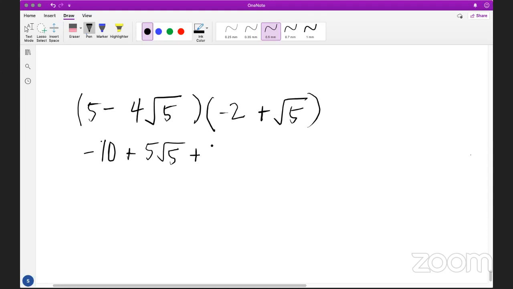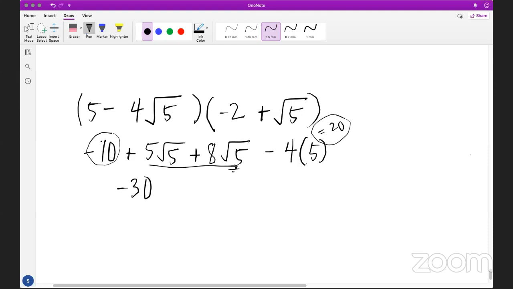Negative 4 times negative 4 square root of 5 times positive square root of 5, that's equal to negative 4 times square root of 5 times square root of 5, that's equal to 5. So ito magiging equal to 20. So, pwede natin silang i-add. Negative 10 minus 20, that's equal to negative 30. How about itong dalawa? Pareho silang may square root of 5. So, that's plus 5 plus 8, 13 square root of 5. So, ito yung final answer natin dyan. Negative 30 plus 13 square root of 5.